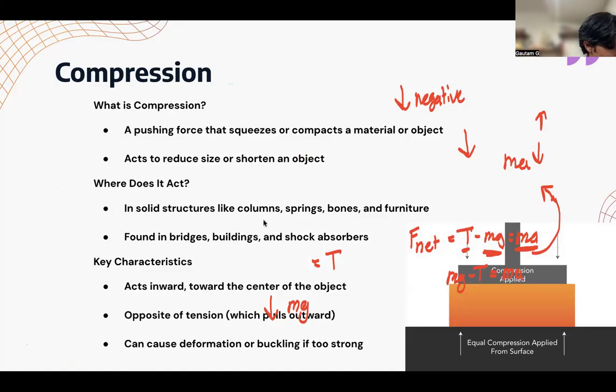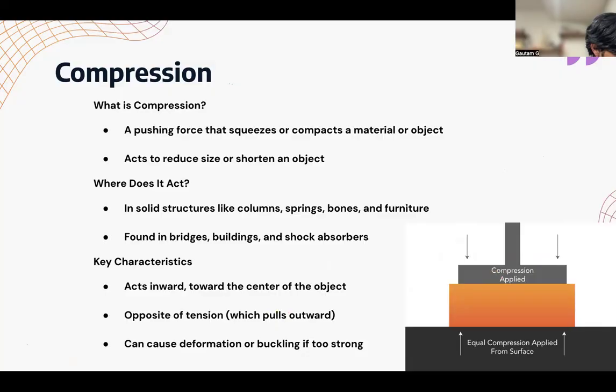Oh, do you want to cover compression? I don't know if I want to cover compression. I don't know why this is a slide. I don't know if we'll do it at the end if we have time.